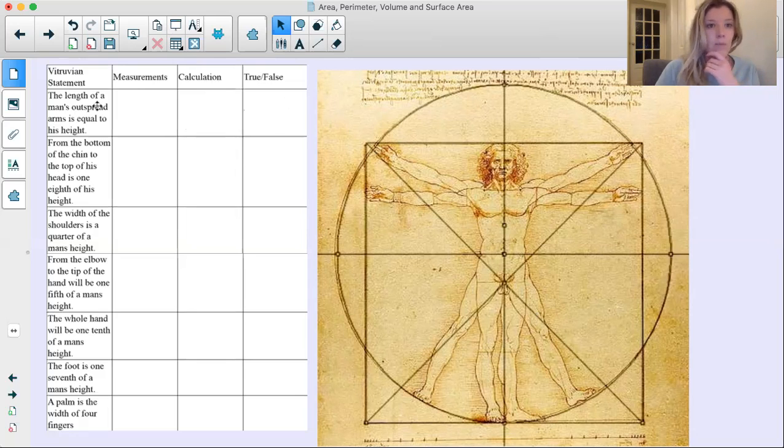So for instance, the length of a man's outspread arms, so from here to here, is equal to his height. All right. So you'll put the measurements in, you'll write your calculation, and then say if it's true or false. And you'll just kind of work your way through the, how many have we got? 2, 4, 6, 7 statements to find out. And then we will maybe post another video with the whole year group's results and findings another day.